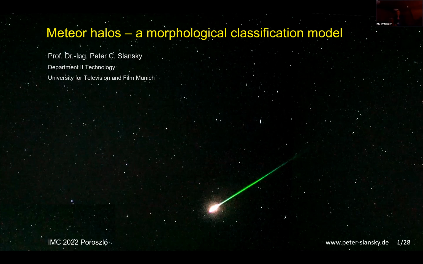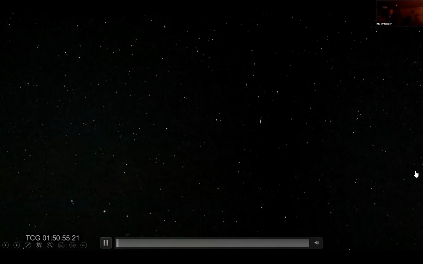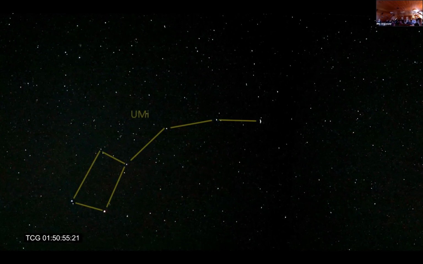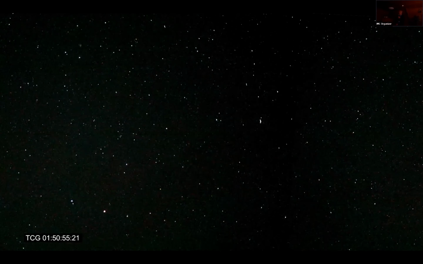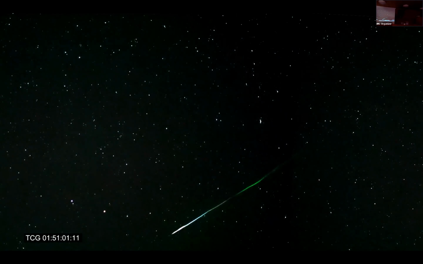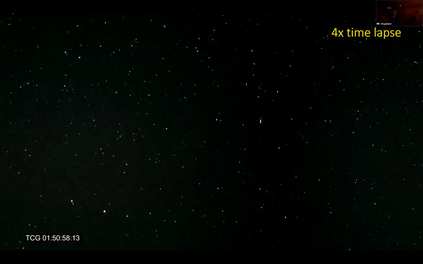So would you please play back the video? Now we see meteors in real time first, and then time lapse again. And this is a Perseid presented. It has a terminal flash. Okay, lucky strike because it was in the field of 2 cameras.